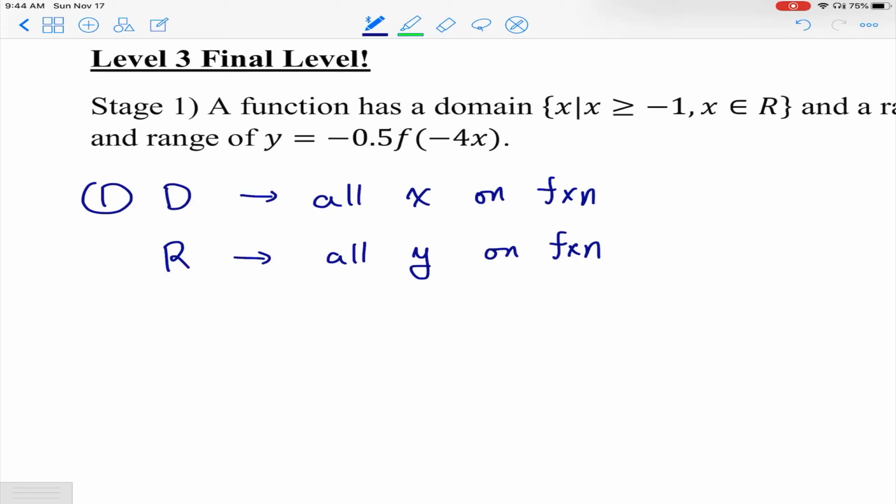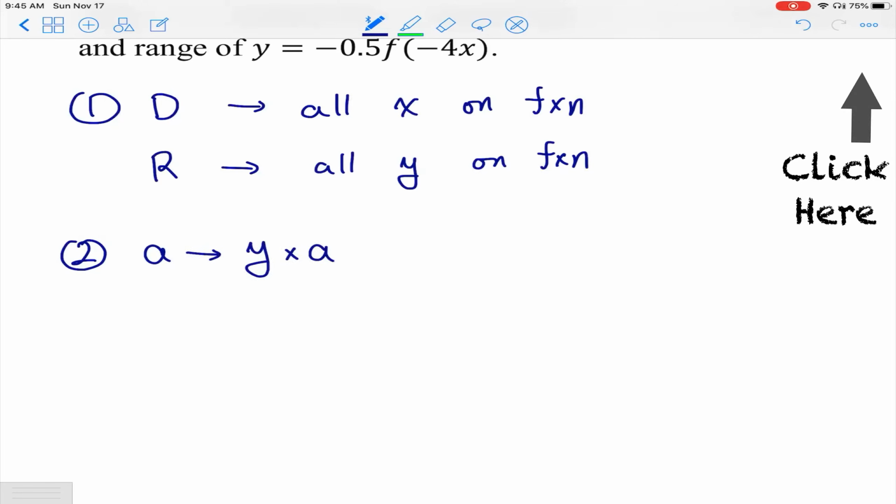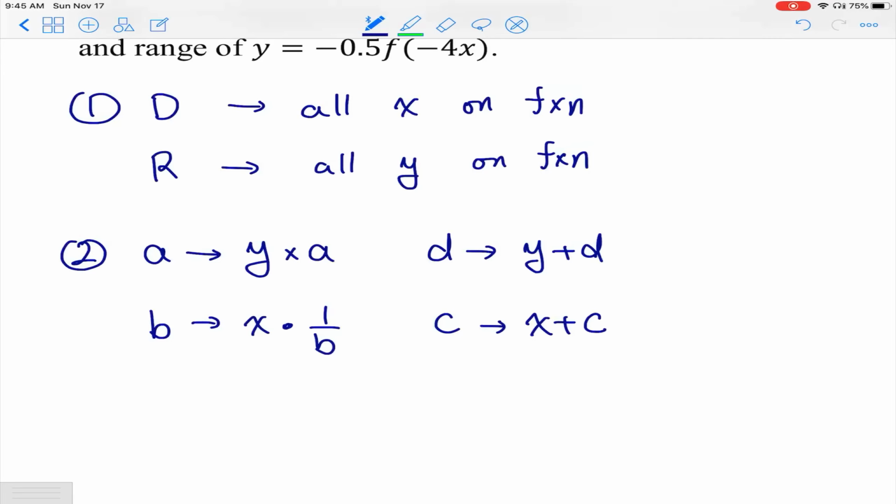Let's review very quickly what the transformations mean. Our a is always multiplied by the y, since it says by a factor of and it's vertical. Our d always just adds to the y because you're shifting vertically up and down. The b multiplies x by 1 over b, since it always says by a factor of 1 over b, and your c value is always added to the x since you're moving horizontally left or right.